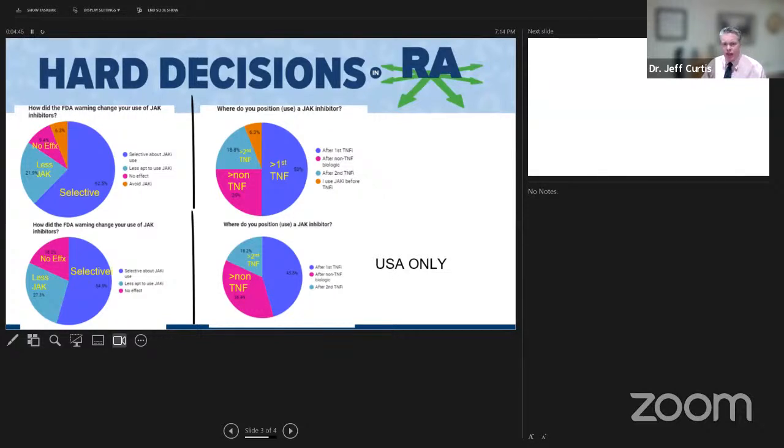And that said, I still find it interesting that on the rightmost panel, about half of people are still pretty comfortable using this, where you can still get it paid for, after a single TNF inhibitor.